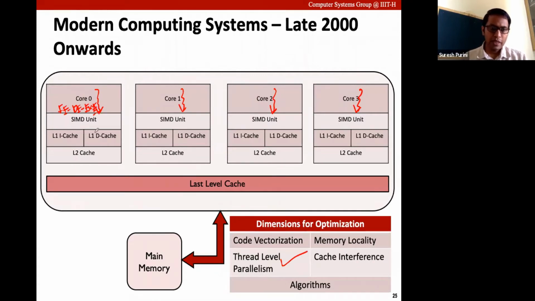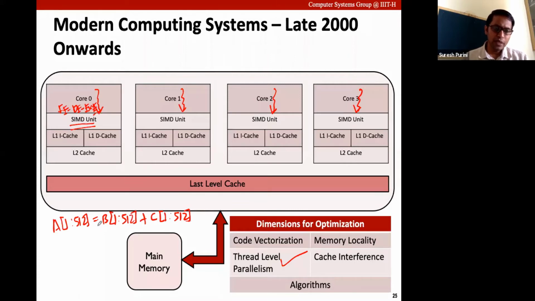The second issue is that each of these cores contains what are called SIMD units. A SIMD unit is a vector engine. It has a vector instruction set. So for example, if your program has instructions such as A of 1 to 512 is equal to B of 1 to 512 plus C of 1 to 512, then you are adding two vectors B and C and storing the result in the vector A.